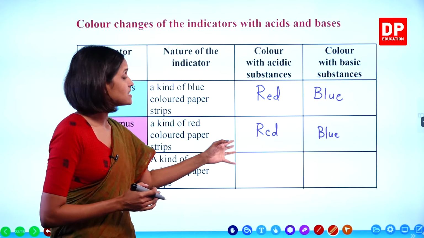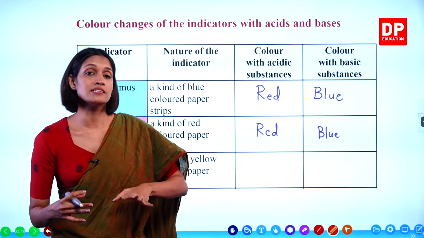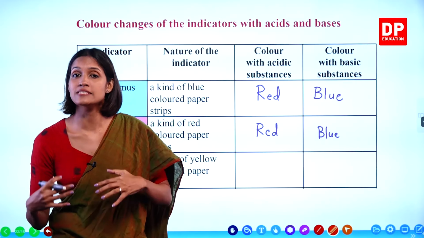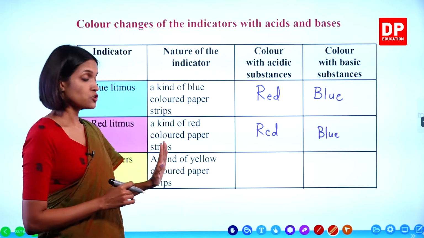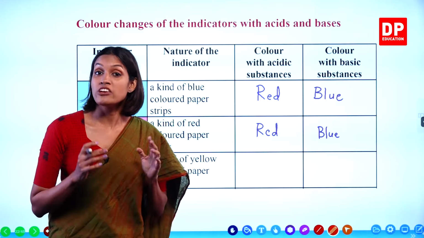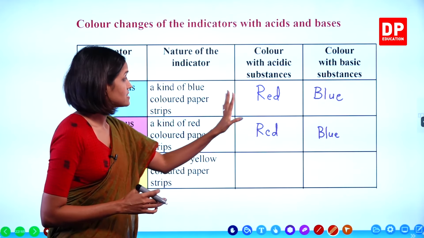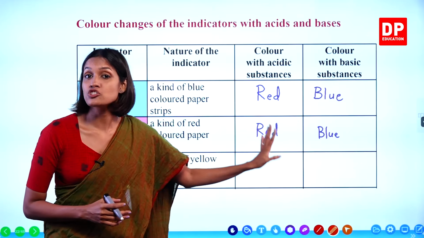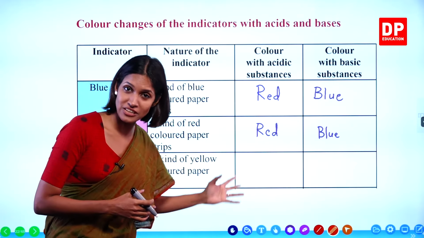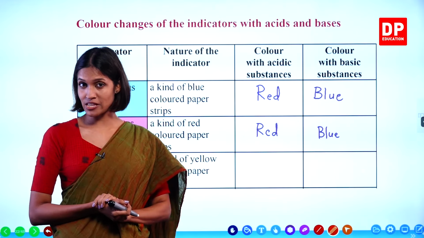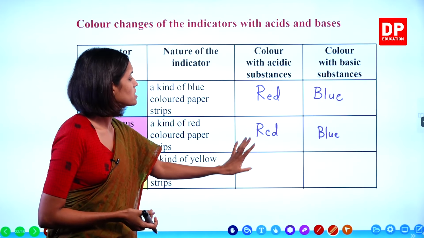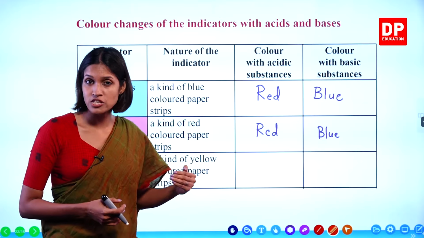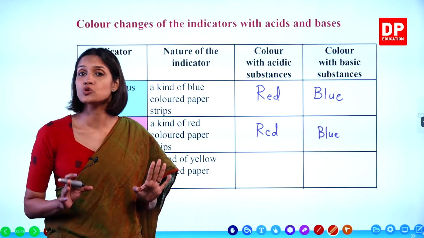So with strong acids, it gives one color. With weak acids, it gives another color. With strong bases, it gives another color. And weak bases, it gives a different color. So by using the pH papers, we can identify acids and bases. Not only that, what are the strong acids and what are the strong bases as well, and what are the weak acids and what are the weak bases as well. Okay, so we have a special color code in order to identify these different types of acids and bases using pH papers. I'm going to show it next.